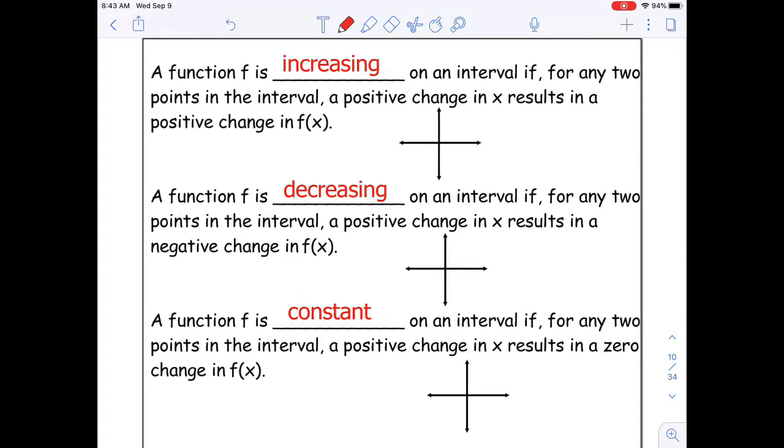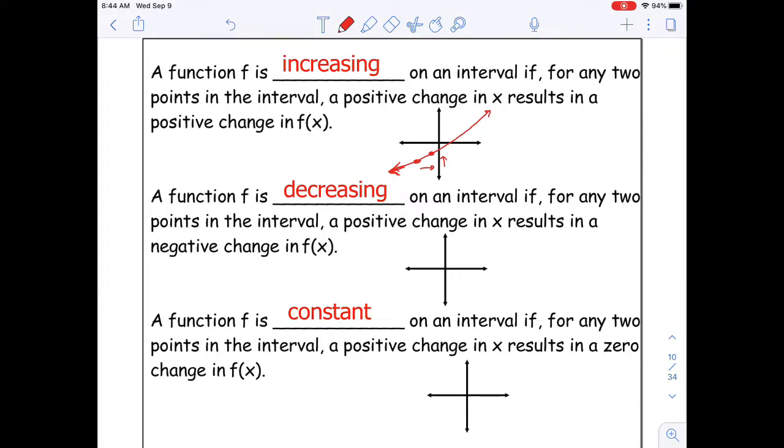Now let's talk about when a function is increasing or decreasing. A function is increasing on an interval if for any 2 points in the interval a positive change in x results in a positive change of f of x, or y. So here's a function that is increasing on its entire domain. You can see that if you picked any 2 points, a positive change in x would result in a positive change in y. And this is going down forever and ever, but it's not going down real fast. It's not going to come back up.